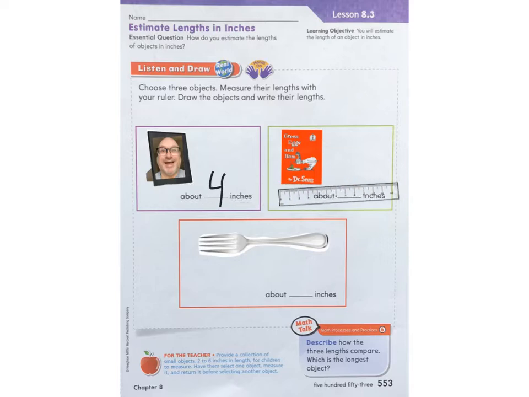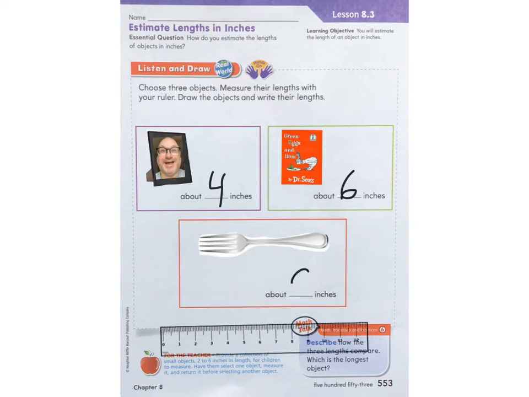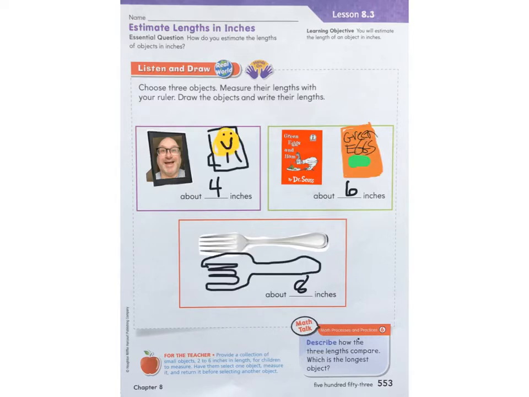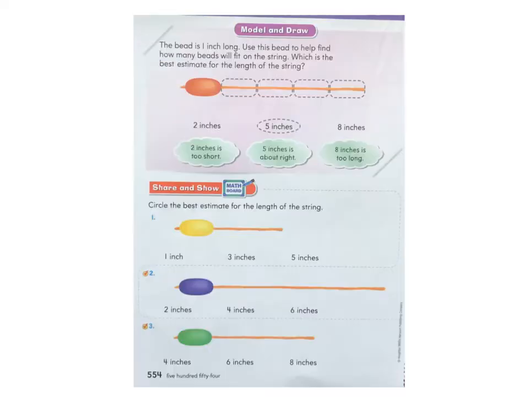4 inches for the picture frame, about 6 inches for the book, and 8 inches for the fork. The next step is to draw a picture of each of the objects that you chose. And voila, you have done page 553. You might like to do the math talk at home with someone and describe how the 3 lengths compare and which object is the longest.